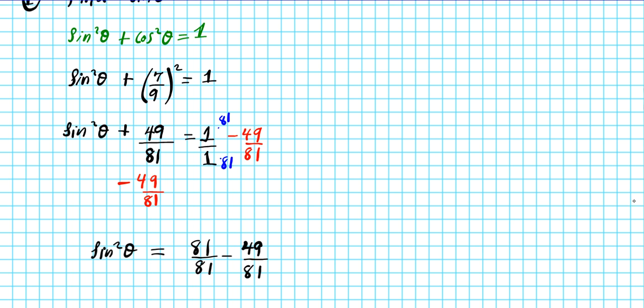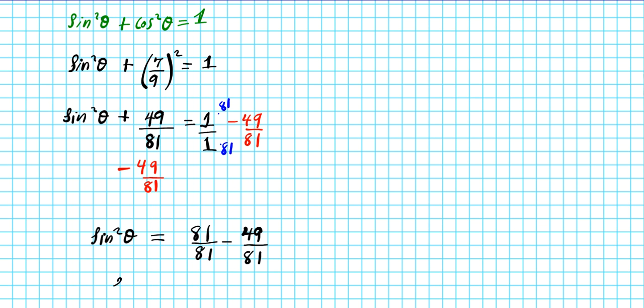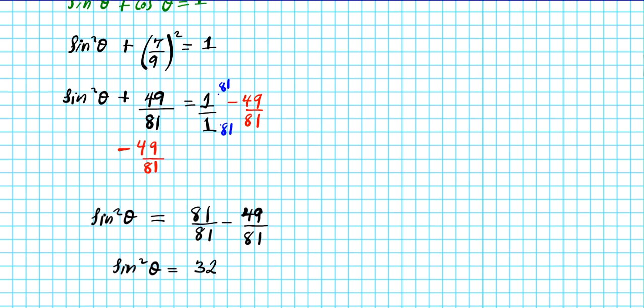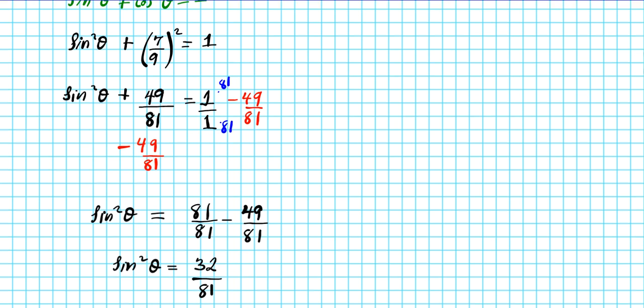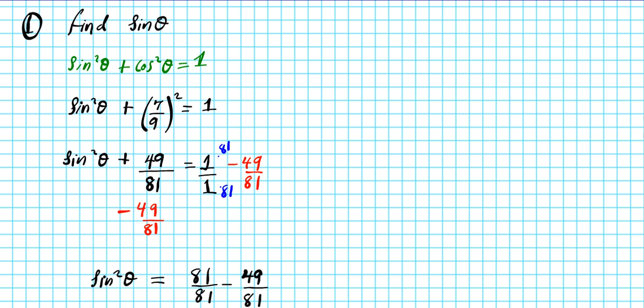So what is our sine square value going to be? Sine square theta is going to be 81 minus 49. 11 minus 9 is 2. 7 minus 4 is 3. So sine square theta is 32 over 81. Okay, now let's bring it back up here. Leave our workspace. So sine square theta is 32 over 81.